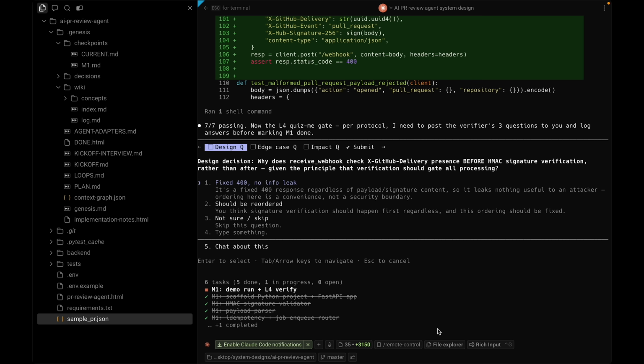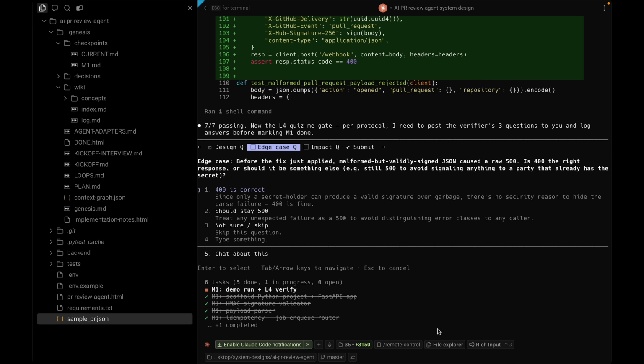So for the first one, obviously the fixed first option should be correct, because the principle was verify before processing. We don't want to do any processing before verification. If we do not know that it is coming from the right source, it eventually contradicts one of our invariants. That's why we should be immediately returning a bad request if it does not match our signature, if our verification does not occur. So verification first and then processing later.